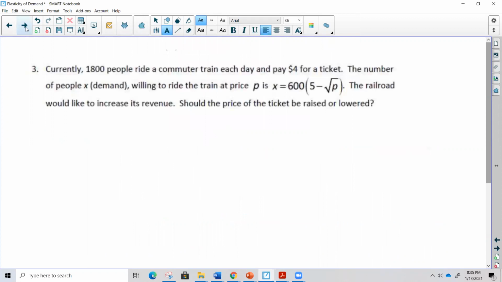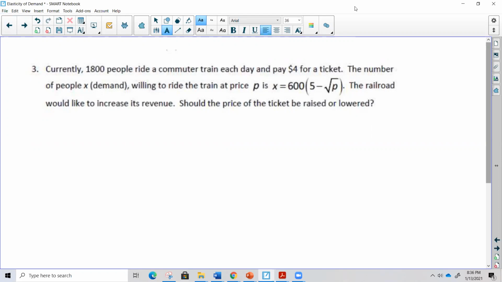So let's look at one more example. Currently, 1,800 people ride in a commuter train each day and pay $4 for a ticket. The number of people X, which is the demand, willing to ride the train at price P is X equals 600 times the quantity 5 minus the square root of P. The railroad would like to increase its revenue. Should the price of the ticket be raised or lowered?